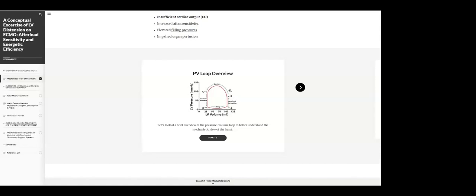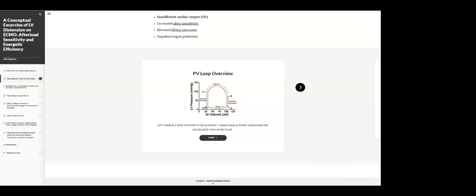So usually we have the 2 phases of systole and diastole. Pressure volume loops do a great job of breaking that down further into 4 phases delineated by these valvular events. So we have the isovolumetric contraction phase, the ejection phase, the isovolumetric relaxation phase, and then the filling phase.